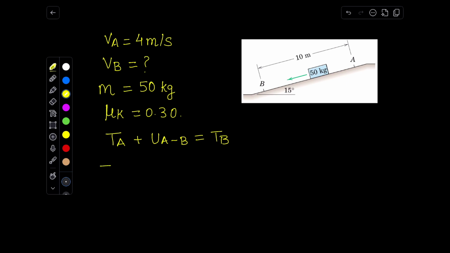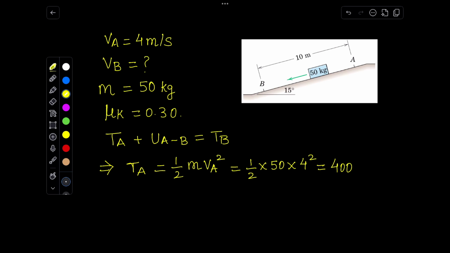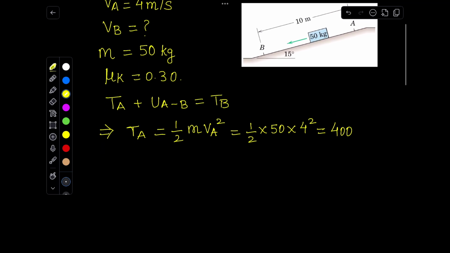To find the velocity at position B, we can use the work energy formula based on the kinetic energy. So we will balance the work and kinetic energy at both position A and B. To calculate kinetic energy at position A, we can use the formula 1/2 m v_A squared, and the values for mass and the velocity at position A are already given. Now we have to calculate the work from A to B.